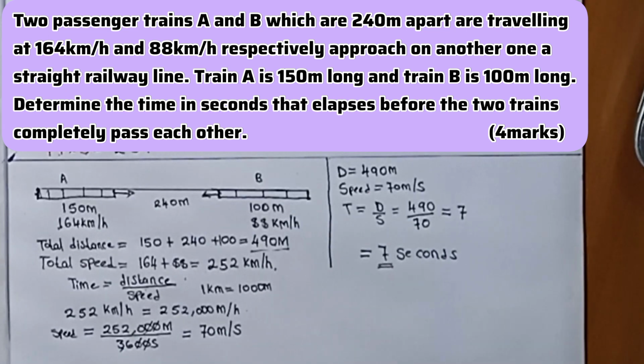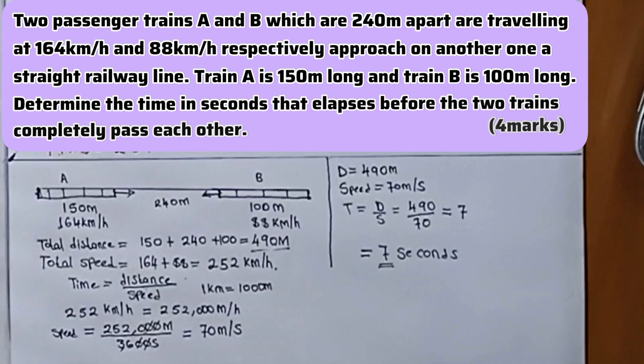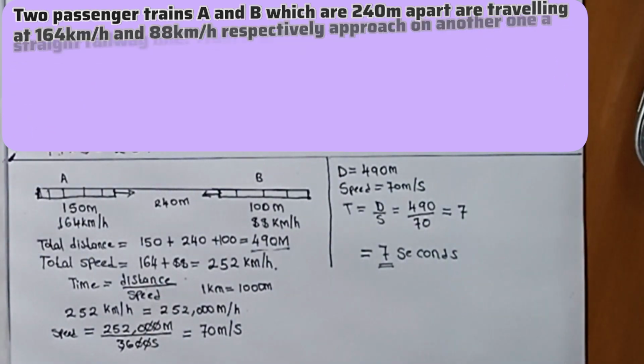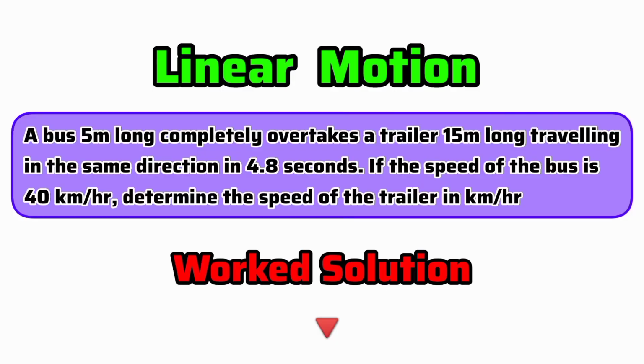This is the required answer. Thank you. You can also try this question: a bus 5 meters long completely overtakes a trailer 15 meters long traveling in the same direction in 4.8 seconds. If the speed of the bus is 40 kilometers per hour, determine the speed of the trailer in kilometers per hour.